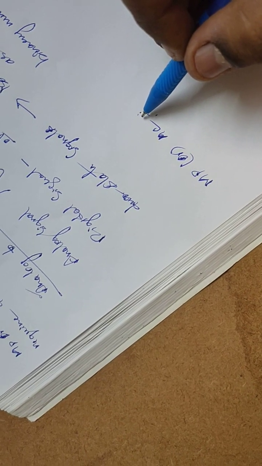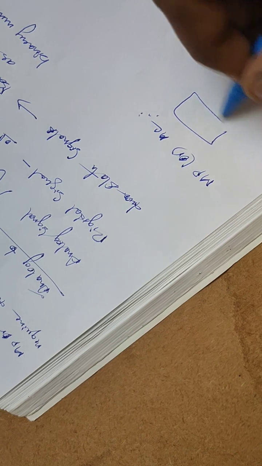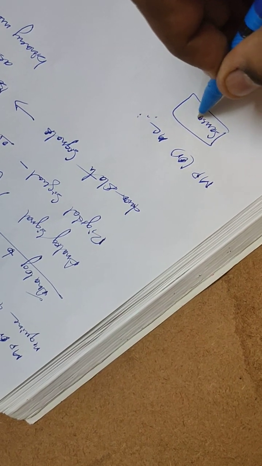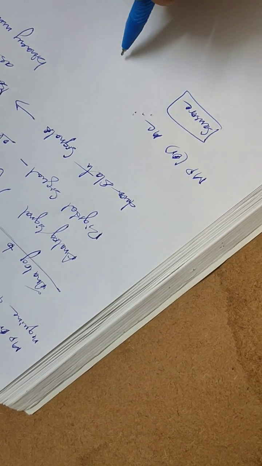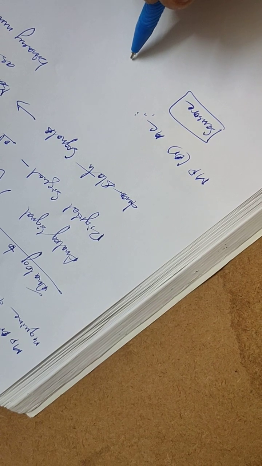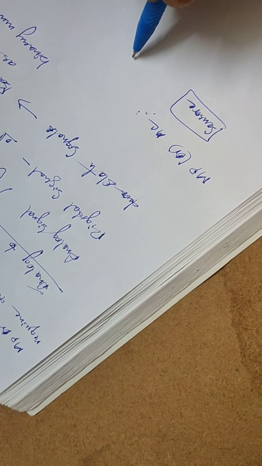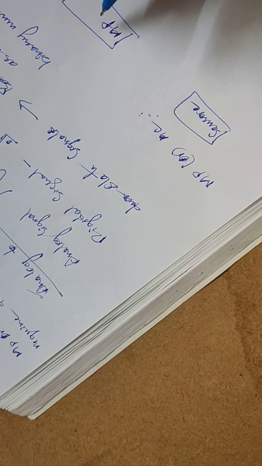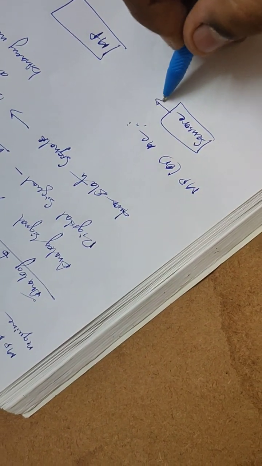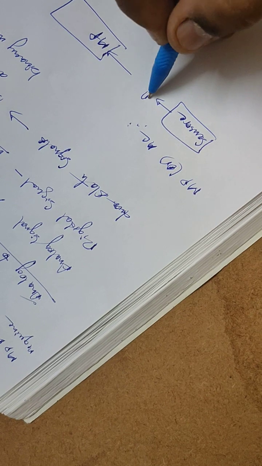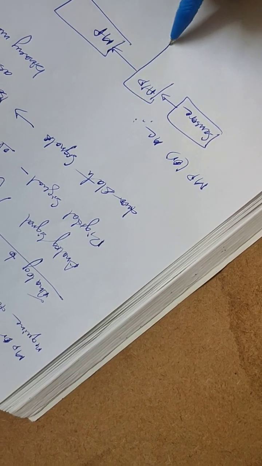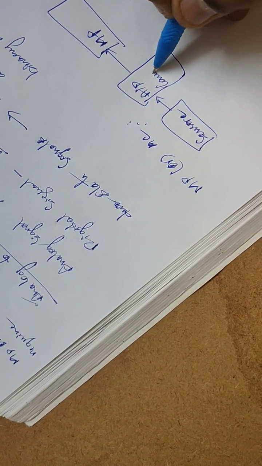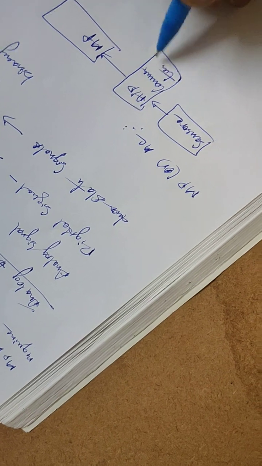So the analog output from the sensor has to be converted to digital form before it can be used as an input to the microprocessor. That is where we're going to use an A to D converter.